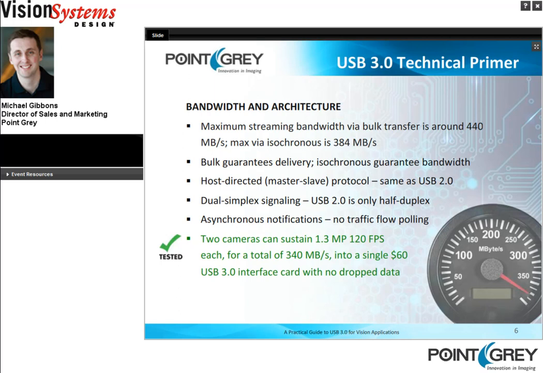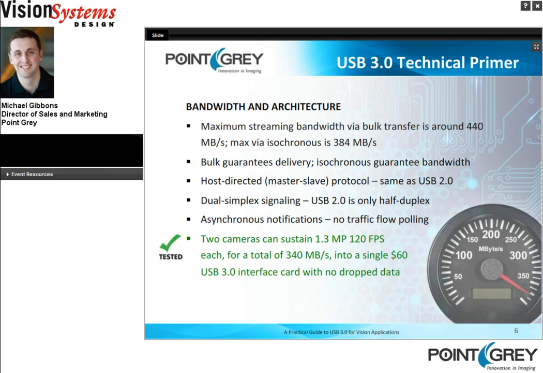So the two main image streaming transfer mechanisms are bulk and isochronous. What bulk does is guarantee delivery but not bandwidth. It also has error detection and retransmission mechanisms that ensure data is transmitted and received without error, and I think that's critical for any sort of machine vision application. Whereas isochronous guarantees bandwidth but doesn't actually guarantee that the data will reach the host system.